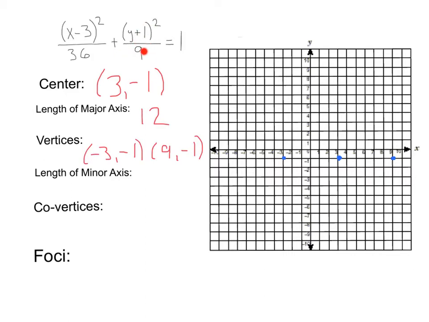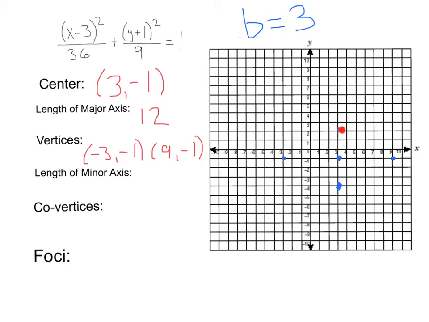This is going to be the denominator under the y squared term in this case since it's smaller. Here we have 9. Take the square root of that. Again, we could treat this like a radius. This time, since it's under the y squared term, it's going to be going in the vertical direction. Let's count our spaces. 1, 2, 3. And another one. 1, 2, 3.